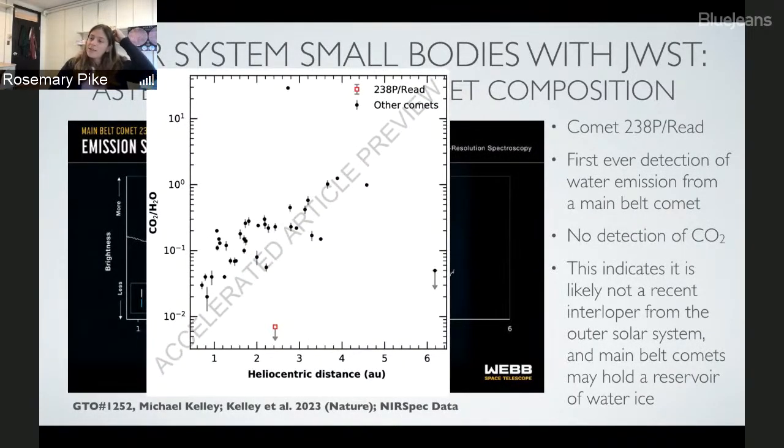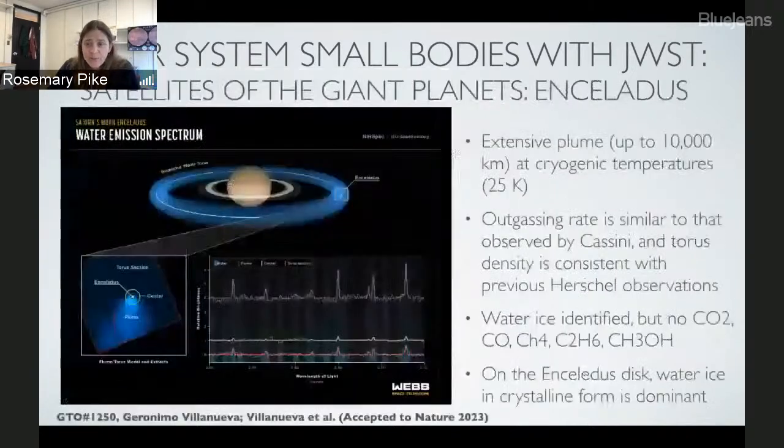Right. This is the plot of the carbon dioxide to water ratio for a lot of different comets. And basically I just want to reiterate here how unusual this main belt comet is compared to all of the other comets that we've seen. It's this red dot, basically the red upper limit. There are no known comets that look like this. So these main belt comets are really, really exciting, and probably change how we understand the asteroid belt in general.